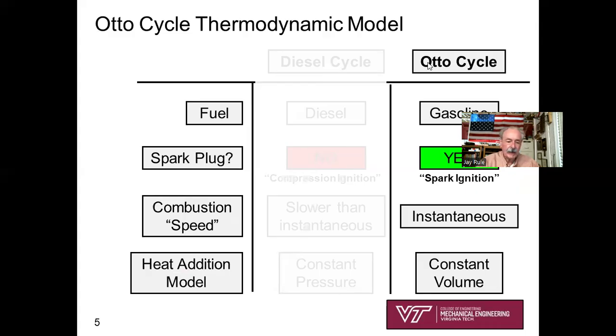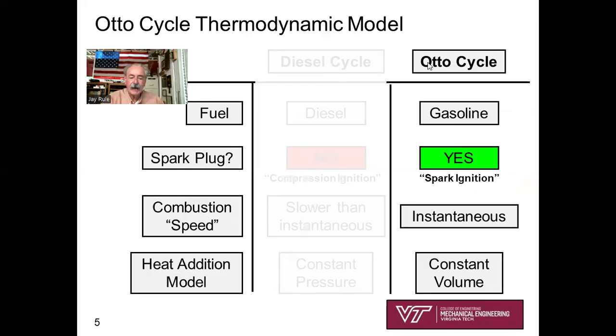Some highlights of our thermodynamic model for the Otto cycle, in other words, the spark ignition engine cycle. I've blurred out the diesel cycle because we're not going to talk about that right now. But what kind of fuel do we have for our Otto cycle? Gasoline is our fuel. We would model that, I think, as octane. Is a spark plug involved in the Otto cycle and the spark ignition cycle? Yes, spark ignition. Yes, we've got a spark plug involved.